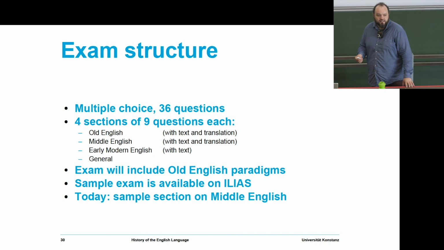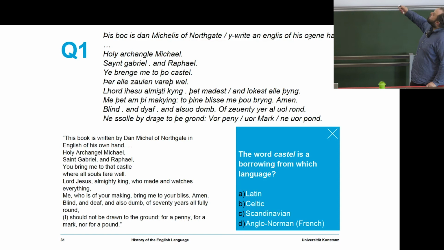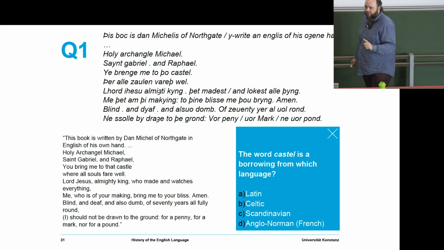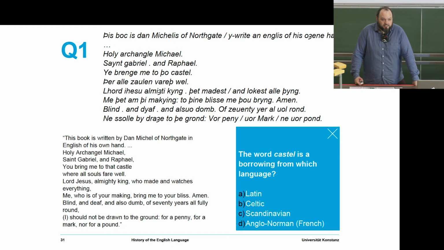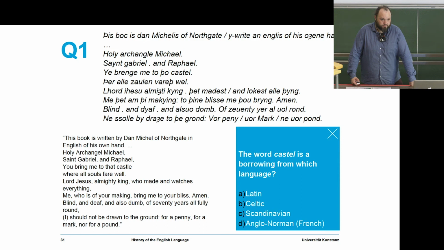So here we've got our text at the top, and we've got a little translation down here, and here is the first question. Which actually, in this case, is also one of the nastier questions on the exam. So the question is, the word castel is a borrowing from which language? Ooh, we've got hands going up already. That's good. That shows that people have been paying attention.